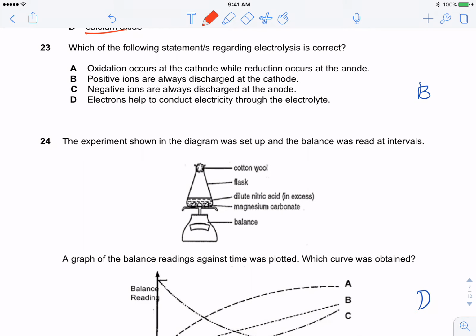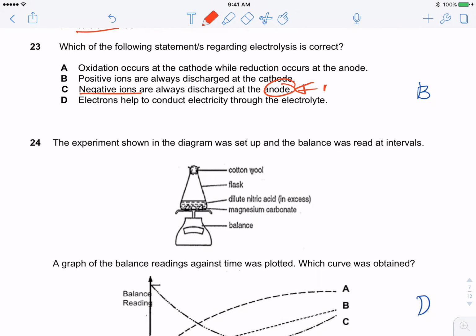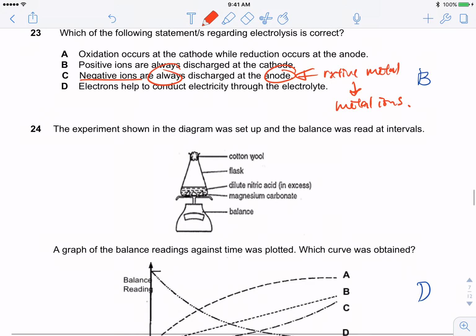an electrolytic cell. But C is not true because it's not always the negative ions that are discharged at the anode. At the anode, we can have the reactive metal as well. Reactive metal will become the metal ions. So it's not always. D, electrons help to conduct electricity through the electrolyte. Wrong again. Note that the electrolyte does not actually have electrons. The electrolyte contains the ions. So it's the ions that are conducting electricity in the electrolyte.